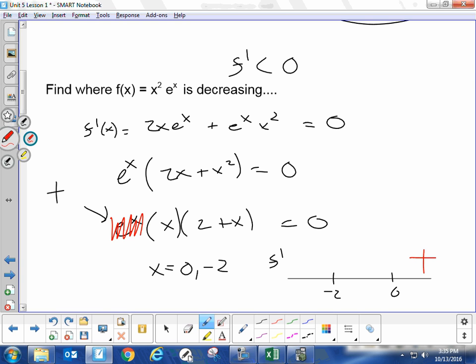I use a test point like negative 1. I get a negative times a positive. I use a test point like negative 3. This will be a negative times a negative. Again, times a positive doesn't matter. Boom. I get my answer from negative 2 to 0.